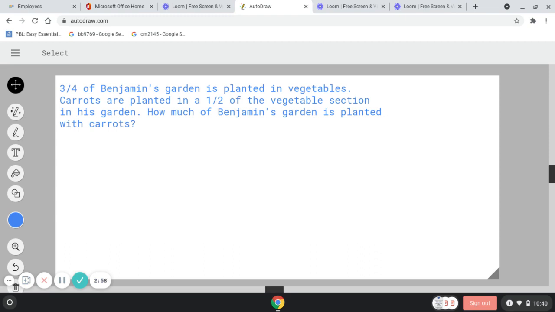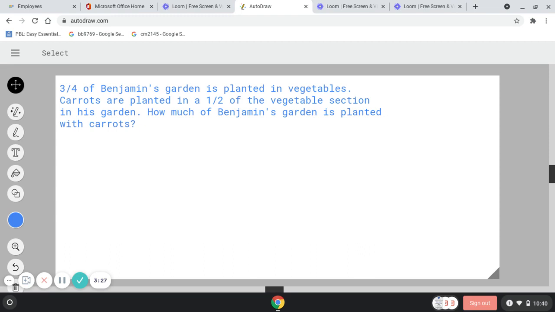Okay? So now we're going to do our final read. And after we're done with our final read, I want you all to start thinking about and generating some mathematical questions that come about after the third read. Okay? So let's chorally read it together. Ready? Let's go. 3/4 of Benjamin's garden is planted in vegetables. Carrots are planted in a half of the vegetable section in his garden.